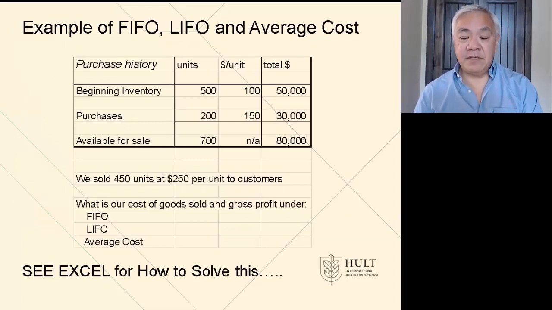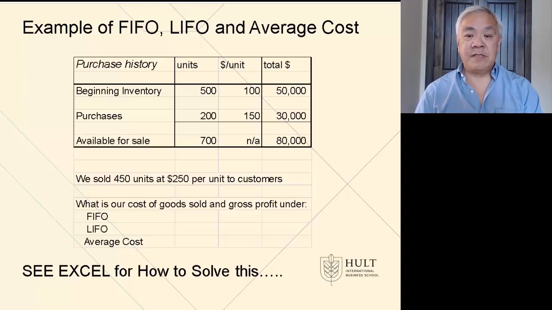Here's the assumption. We have beginning inventory of 500 units that we bought for $100 each, so it would cost us $50,000. The purchases this year are 200 units at $150, and so that's another $30,000. So the available for sale is 700 units at some blend between 100 and 150. We won't do that at this moment. And the total cost is $80,000. Furthermore, we sold during the year 450 units at $250 per unit. The question is, what is the cost of goods sold and what is the gross profit under FIFO, LIFO, and average cost? Let's hop into Excel and see how this works.